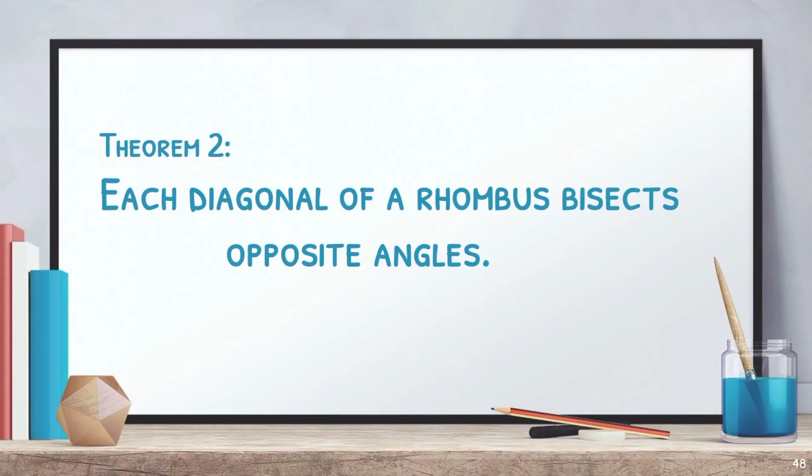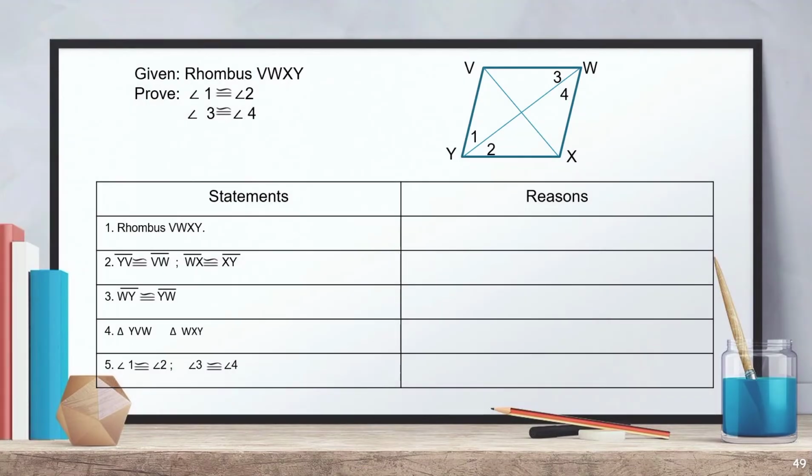Theorem 2 on rhombus. Each diagonal of a rhombus bisects opposite angles. Let us consider this given example. So we will prove theorem number 2 on rhombus. Given, you have the rhombus VWXY. So we are going to prove that angle 1 is congruent to angle 2, angle 3 is congruent to angle 4, which means that the diagonals of a rhombus bisect opposite angles.